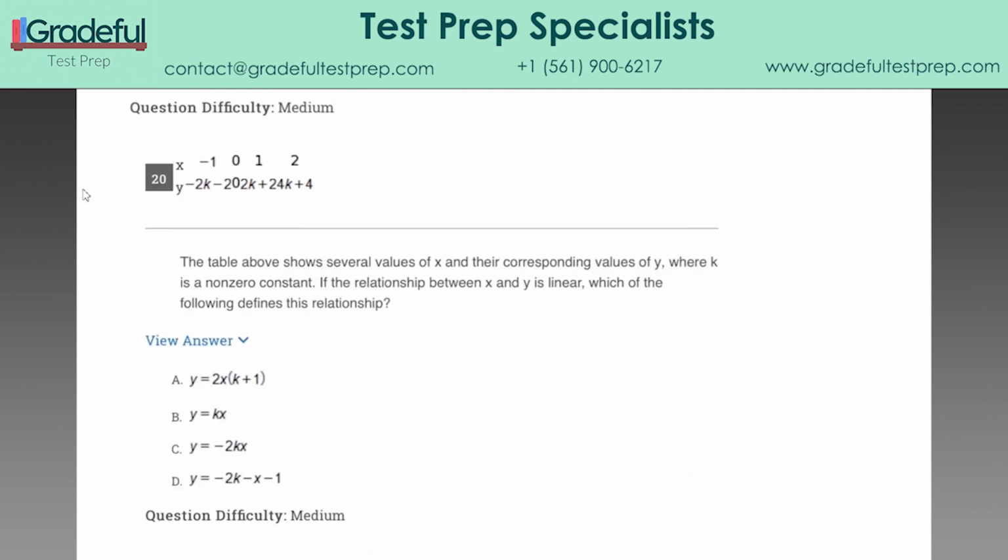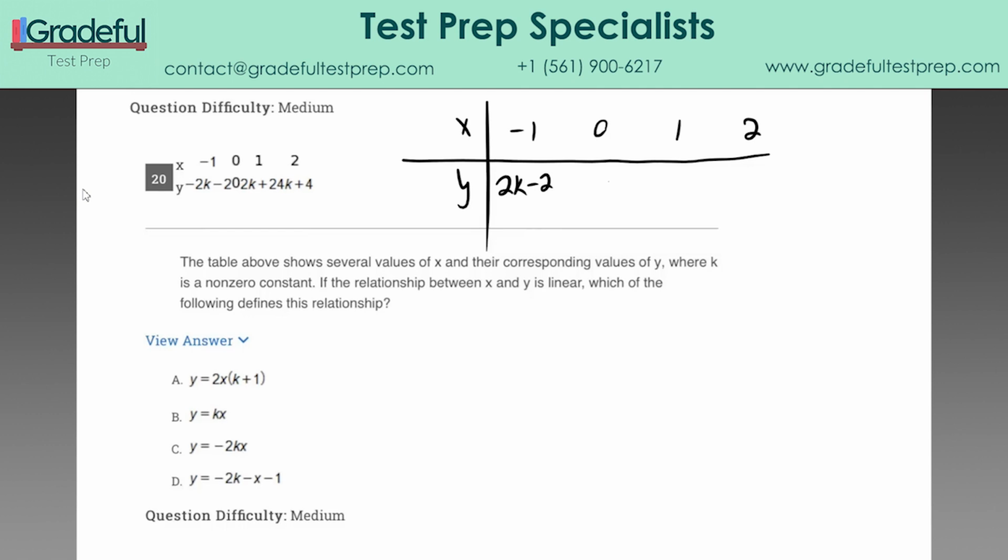Question number 20's got another XY table that didn't come through so well on this copy of the QAS. So let's just kind of rewrite it here. The X values are -1, 0, 1, and 2. And the Y values are 2k minus 2, 0, 2k plus 2, and 4k plus 4.